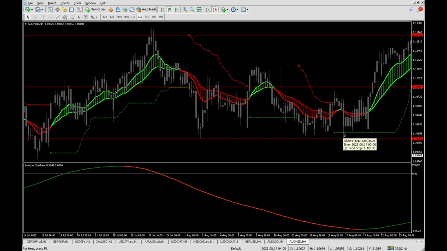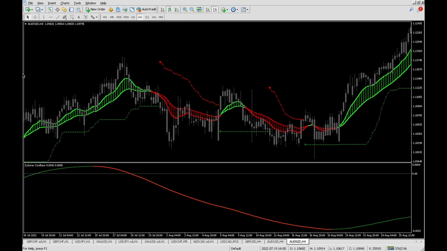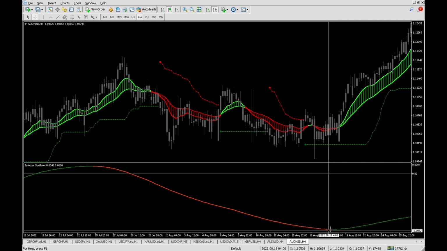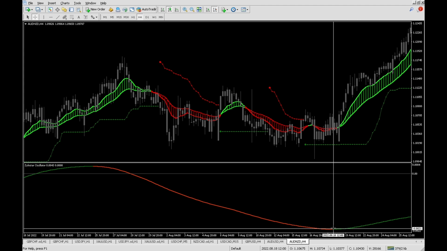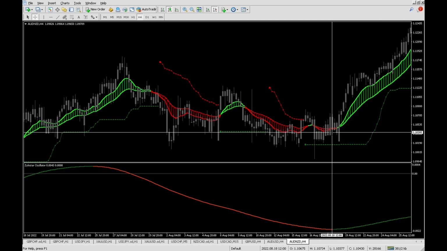Now I'll give you one more example for the same. Now you can see the color of the oscillator changes from red to green, which is showing that in the market there is an uptrend. But you can see on the top that the cloud color is still red. So all you need to do is wait for the color of the cloud to change into green. Now you can see here the color is already green.